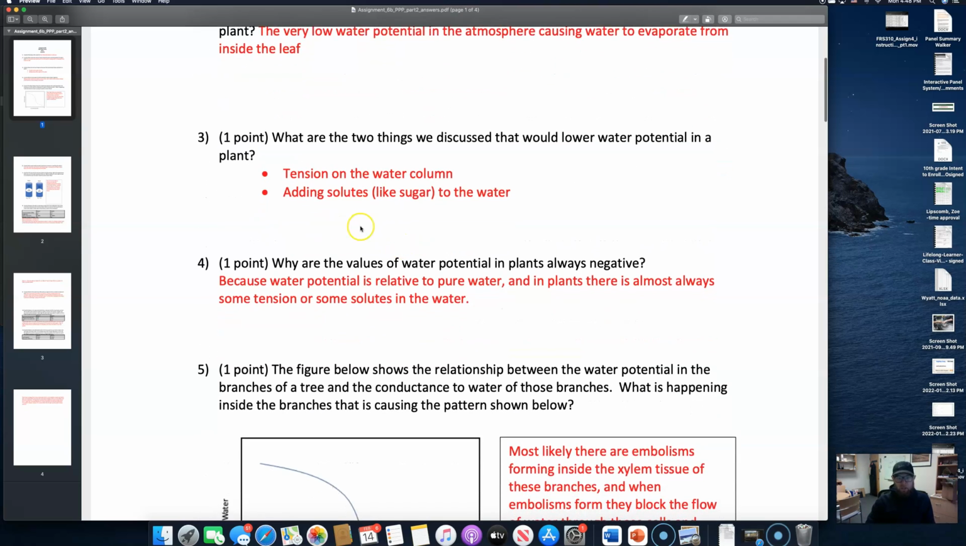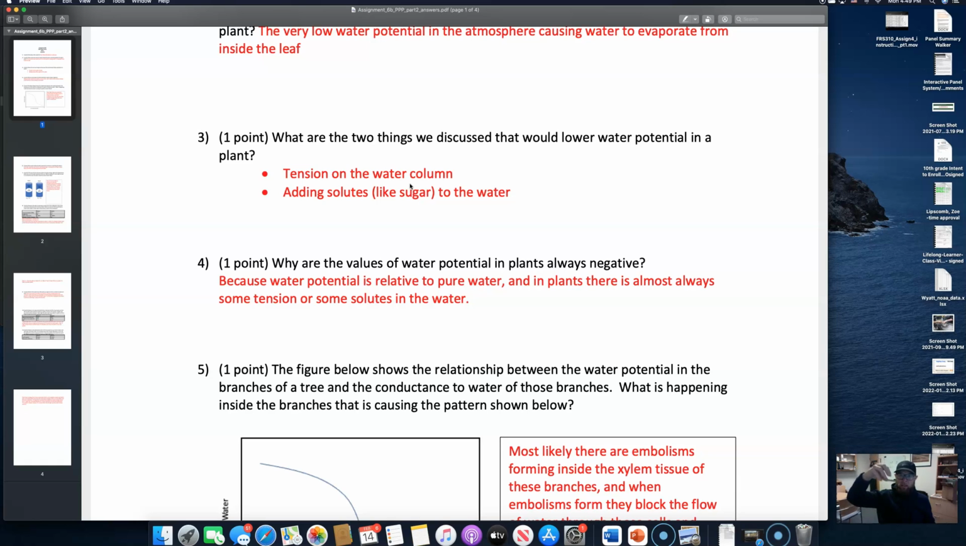Okay, we discussed two things that will lower water potential in a plant. So we're thinking, specifically in a plant now. And those two things are tension on a water column. So as the atmosphere is pulling those water molecules out of the leaf, that's kind of causing that water column to be under tension.